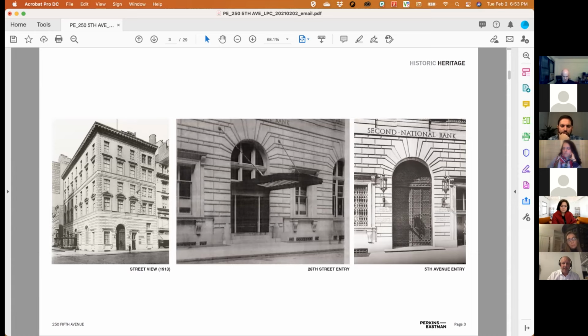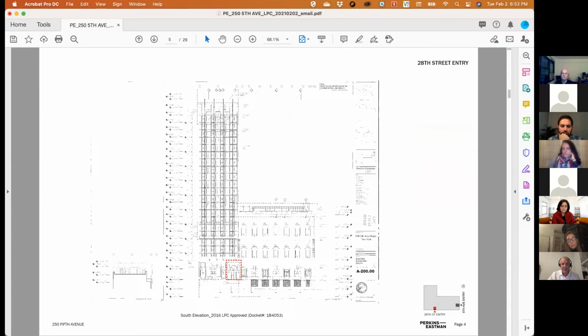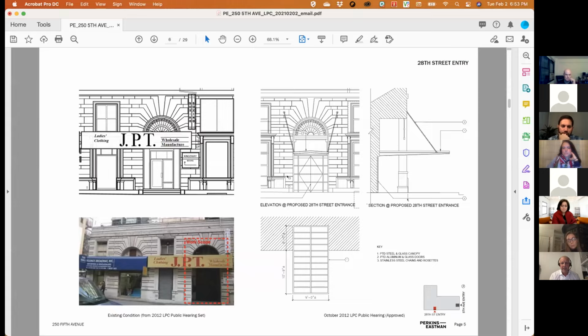As I mentioned, the building is on the corner of 28th Street and Fifth Avenue. On 28th Street, this is the entrance that we're talking about, which is the entrance to the hotel. And whenever this was first presented in 2012, this was the existing building.